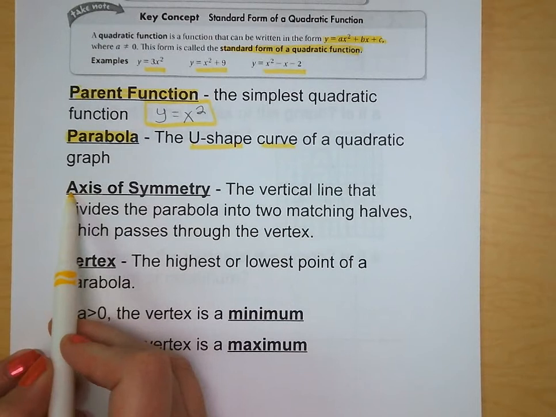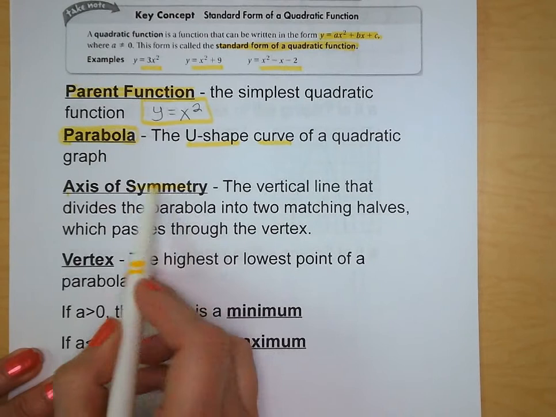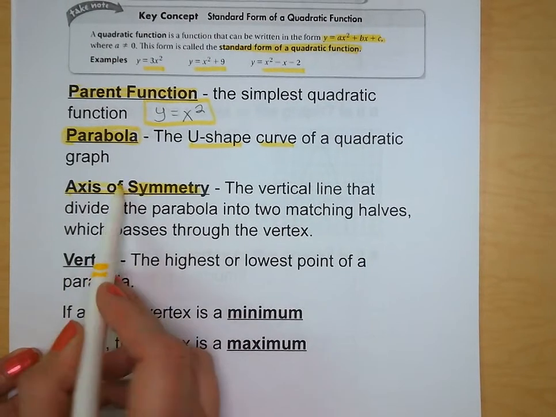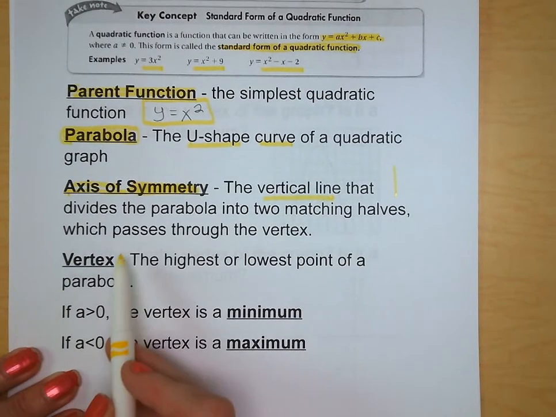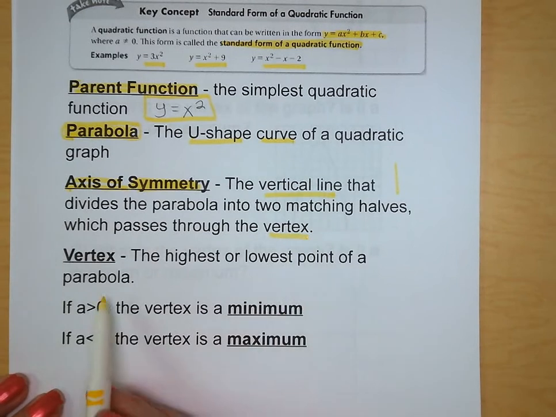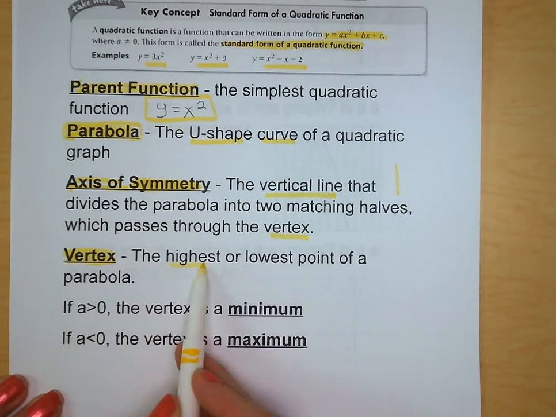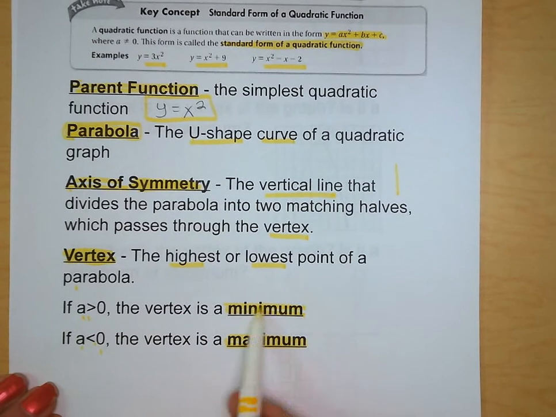Now, parabolas are symmetrical, so there is going to be an axis of symmetry, and this is the vertical line that divides the parabola into two matching halves, and it passes through the vertex. What is a vertex, you ask? Well, it is the highest or lowest point of the parabola. If a is greater than 0, the vertex is a minimum, and if a is less than 0, the vertex is a maximum. And we'll see examples of these in the next problem.